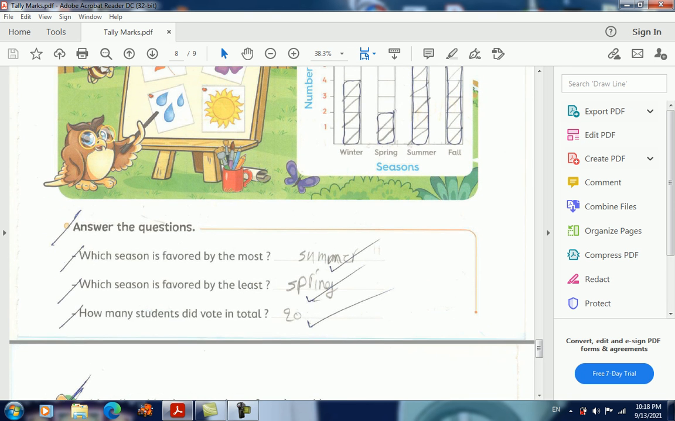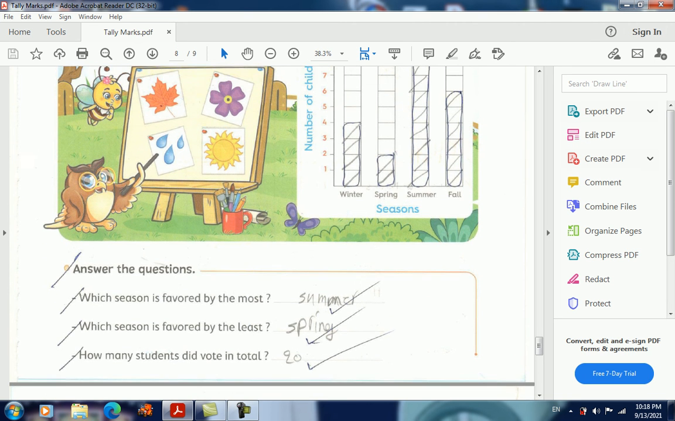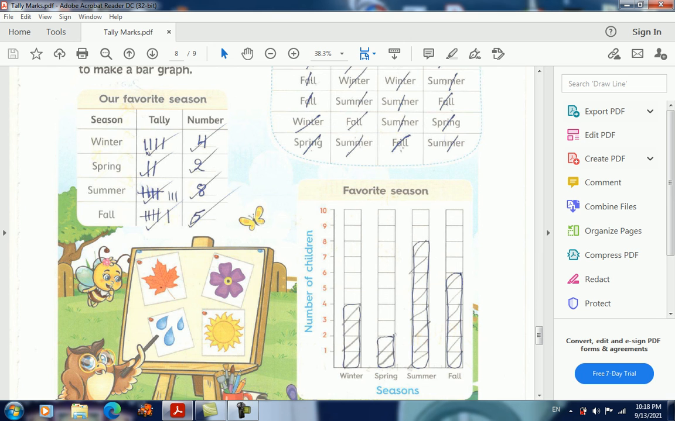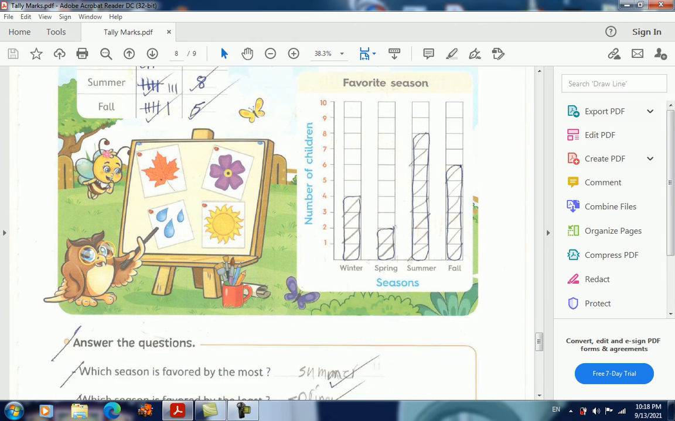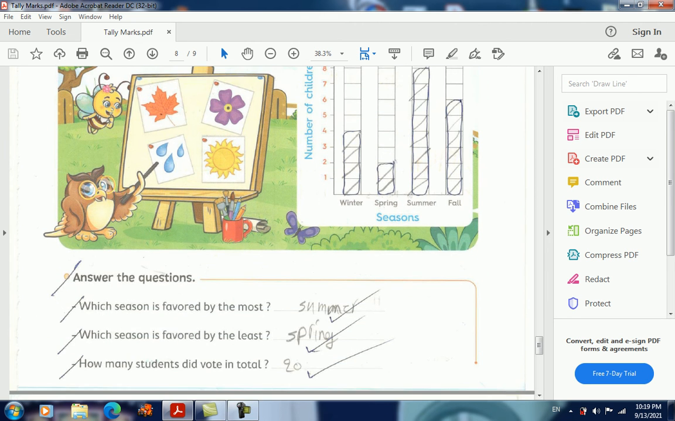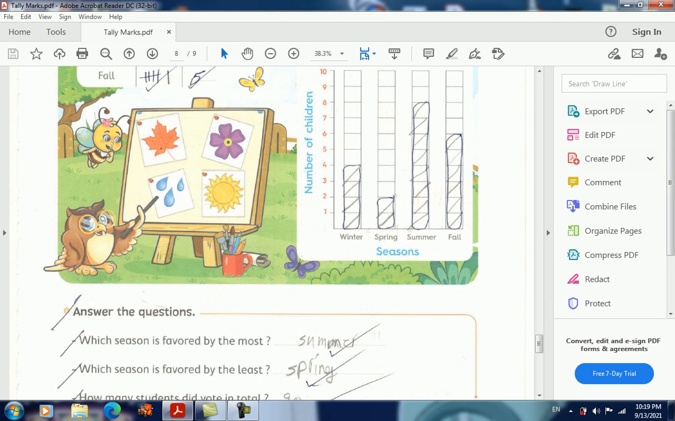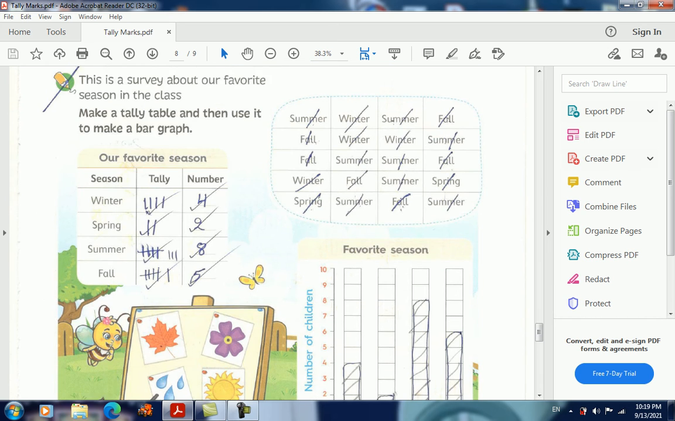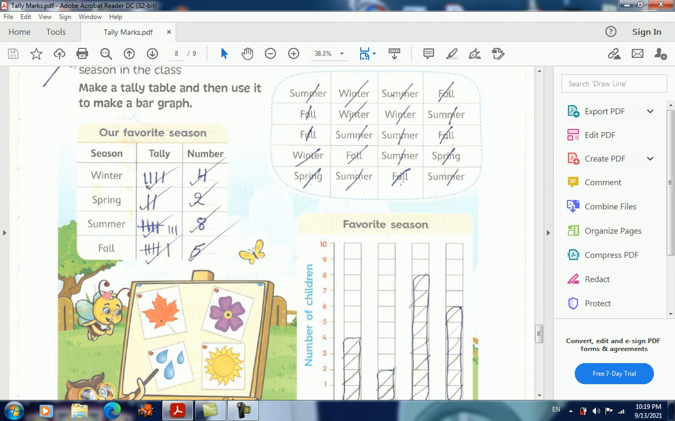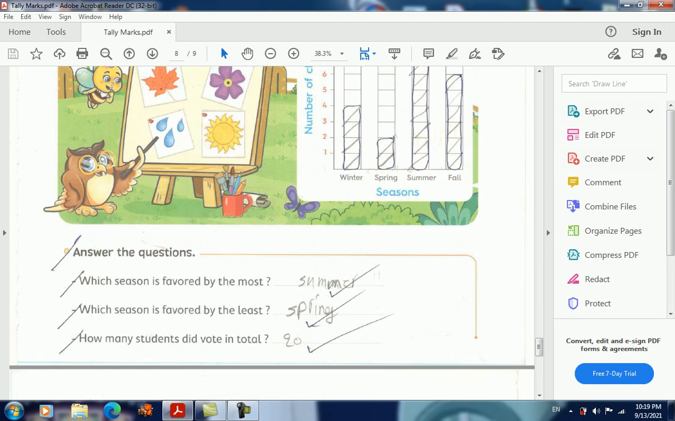Now they're asking some questions about it. Which season is favored by the most? Which season has the greatest number? We have 8, which is the greatest number. It's for summer, so the summer is the most favored season. Then, which season is favored by the least? We have just 2 for the spring, so the spring is favored by the least.